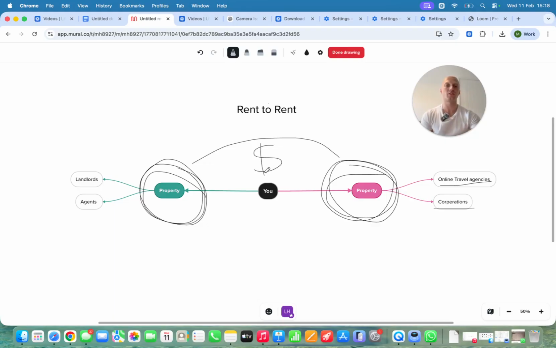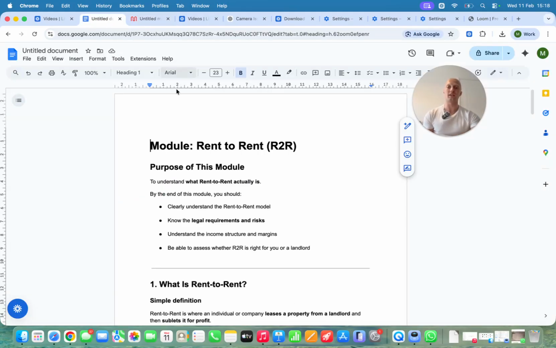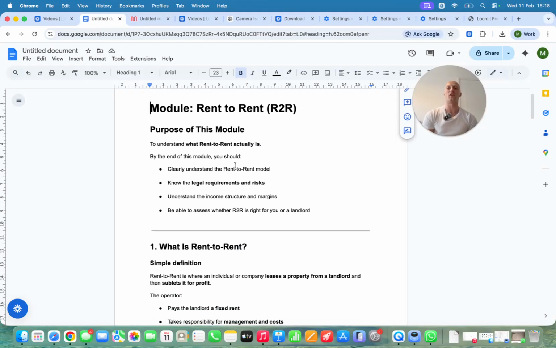It's super easy, and it's in the name, rent to rent, rent to lease. It doesn't need to be thought about in any other way. You are just renting a property to rent it back out. Simple as. So let's get into the core information of rent to rent.